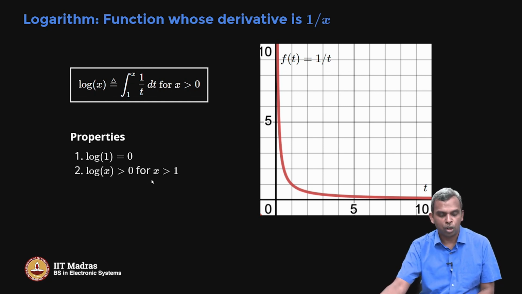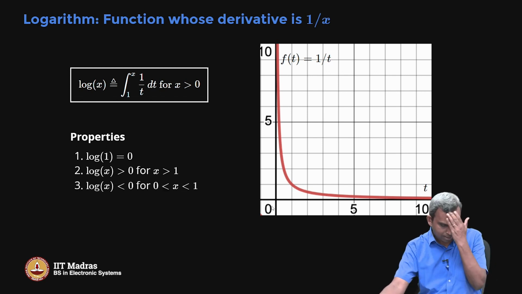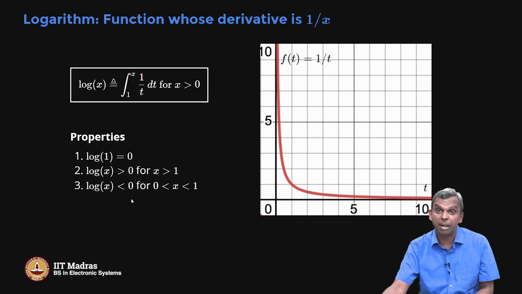Log of x for x greater than 1 is positive. Why? Because I have the integral from 1 to x, I have this area, so it is positive. Now, for x between 0 and 1, log x will become negative. Why is that?